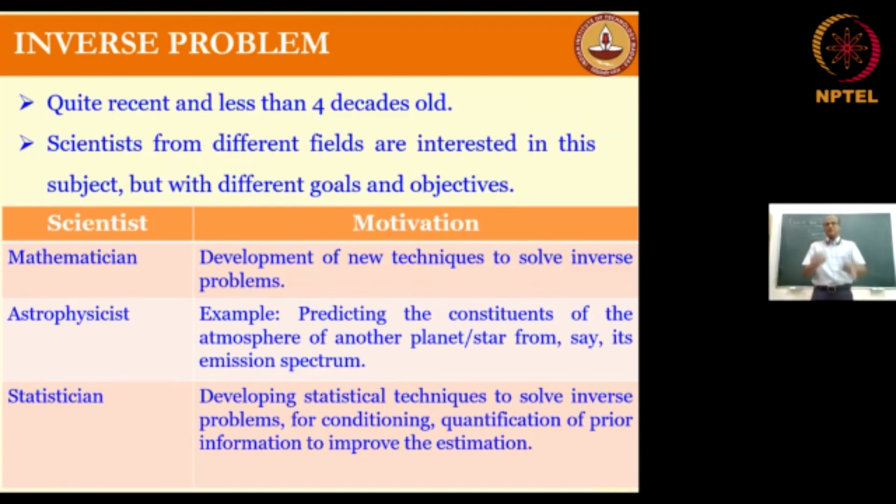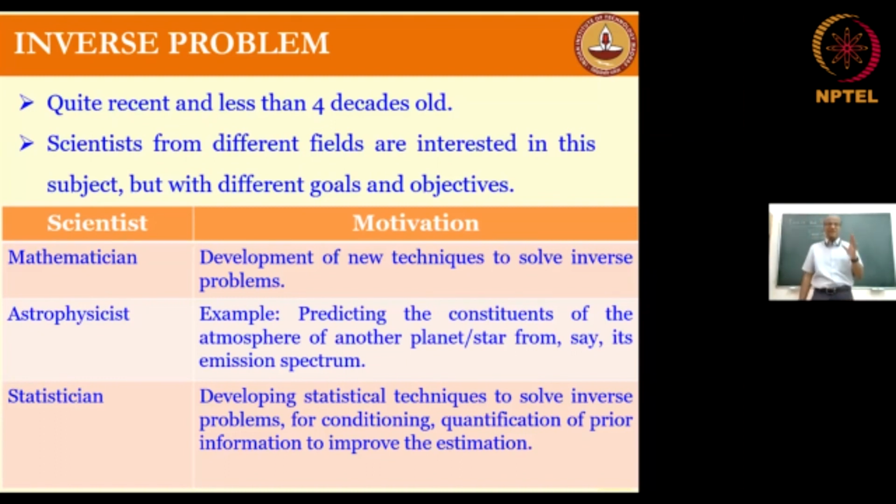A mathematician looks at the inverse problem with a view to developing new techniques to solve it. He's interested only in the method, technique, algorithm. This is the mathematician. An astrophysicist wants to predict the constituents of the atmosphere of another planet, say from its emission spectrum or absorption spectrum. He is taking a telescope and a spectrometer, and then he has a model, combining these to understand the atmosphere of other planets, stars, and so on.